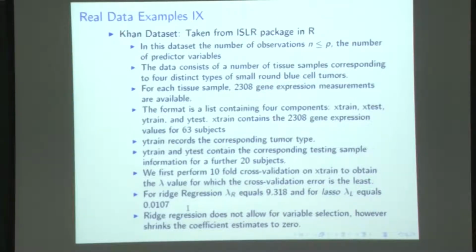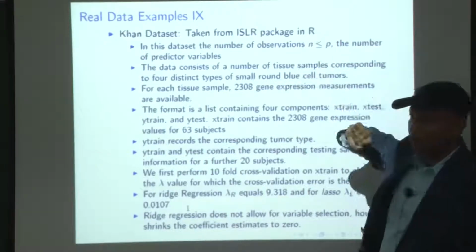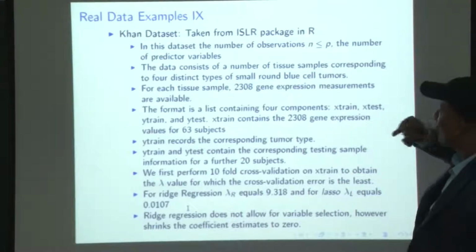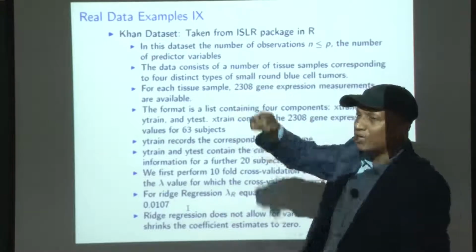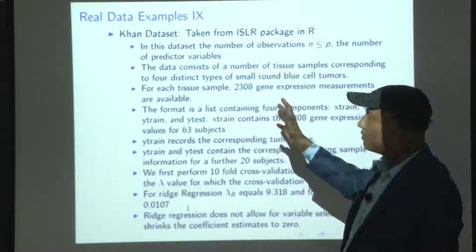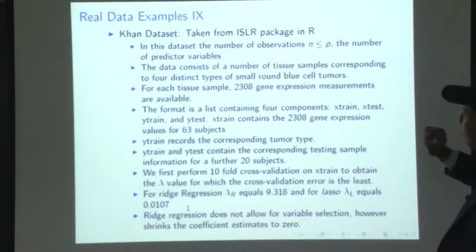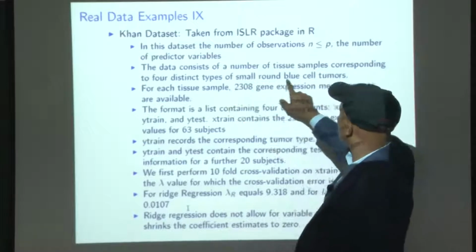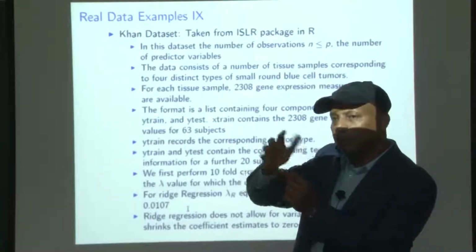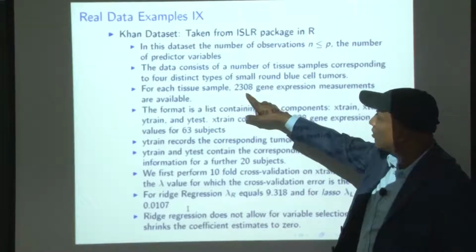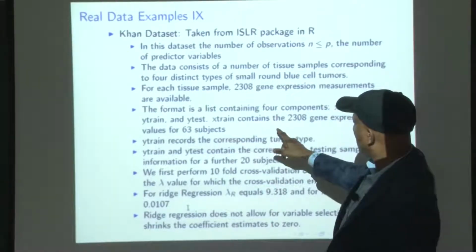Okay, so it's already noon, but let me touch base on one more database, what is called the Khan database. Again, you can dig into R, it is there already. This is related to gene expression. The previous data was n less than p, but we applied this high dimensional technique. But here it is really p bigger than n: p is 2308 gene expression measurements. The number of tissue samples corresponds to 4 distinct types of tissue, blue cell tumor. That means for the same gene you have 4 repeated observations. But the number of genes is 2308, and the total number of individuals they put is 63.